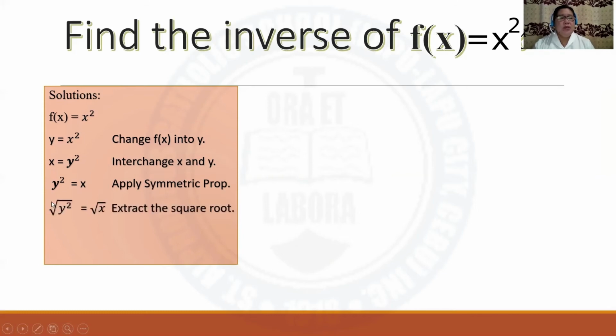Then extract the square root of both sides. You can cancel the symbol together with the square, because square root of y squared will give you y to the exponent of 1/2 times 2, and when you multiply 1/2 by 2, it will give you 1. So that is why we only have y here later on. It's equal to the square root of x. And y is equal to the square root of x. This is now the inverse. Just change y into f to the negative 1 of x is equal to square root of x.